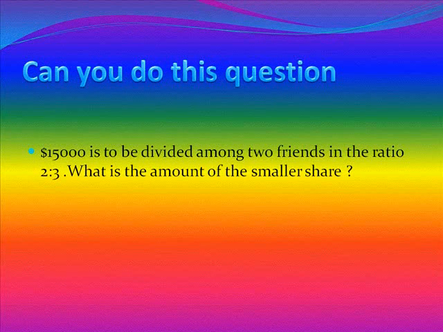Can you do this question? $15,000 is to be divided among two friends in the ratio 2:3. What is the amount of the smaller share? At this moment, I'm going to ask you to follow my instruction. What is my instruction? Well, my instruction is to pause the video and try to do this question.